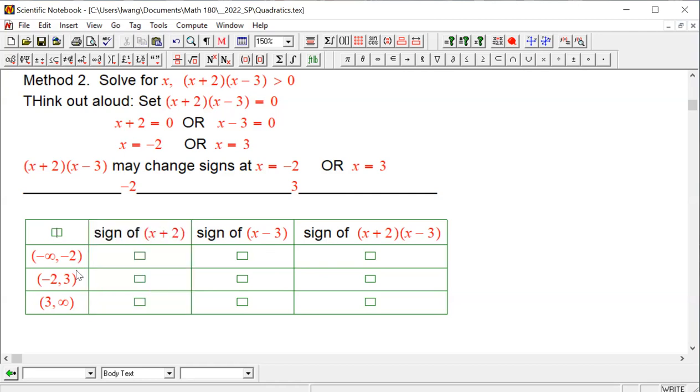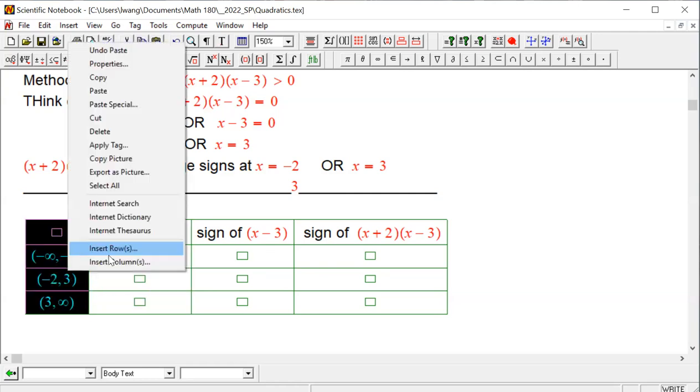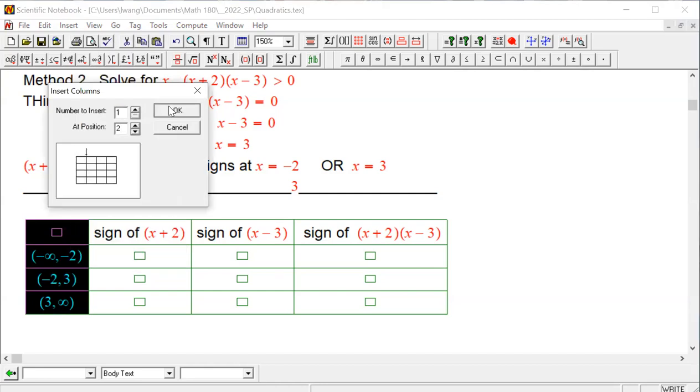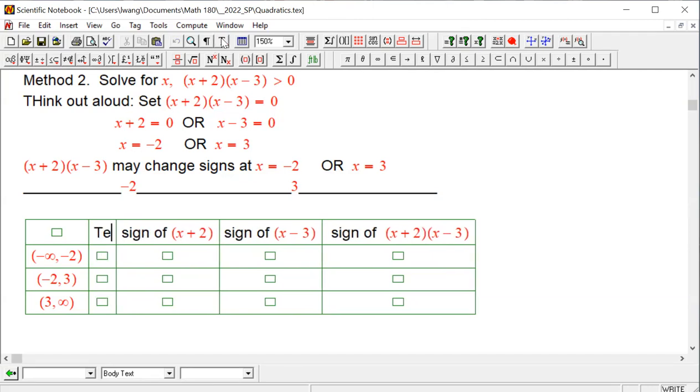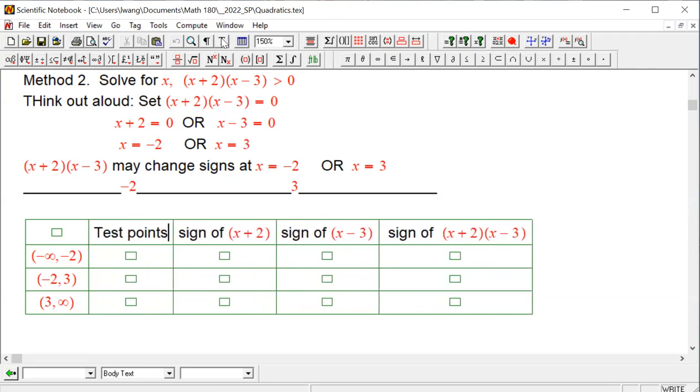Okay, so I'm gonna insert another column. I'm gonna pick a test point. Test points. Okay, we pick test points. In this interval, I'm gonna pick -3. In the second interval, I'm gonna pick 0. In the third interval, I'm gonna pick 4.